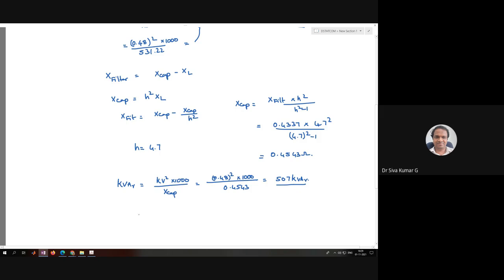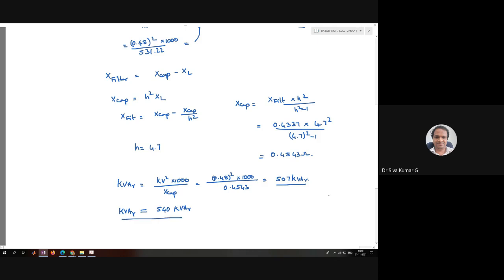So for that reason, we can go for whatever kVAR is available. Instead of 507, which is a very peculiar number, we can round it off to the higher or lower side. By considering the available capacitance in the market, they have considered 540 kVAr. This is one of the cases.